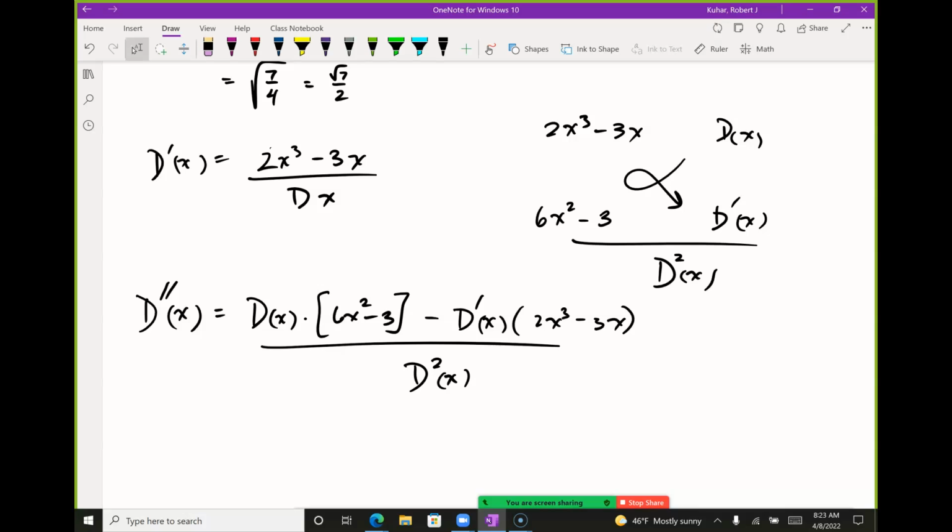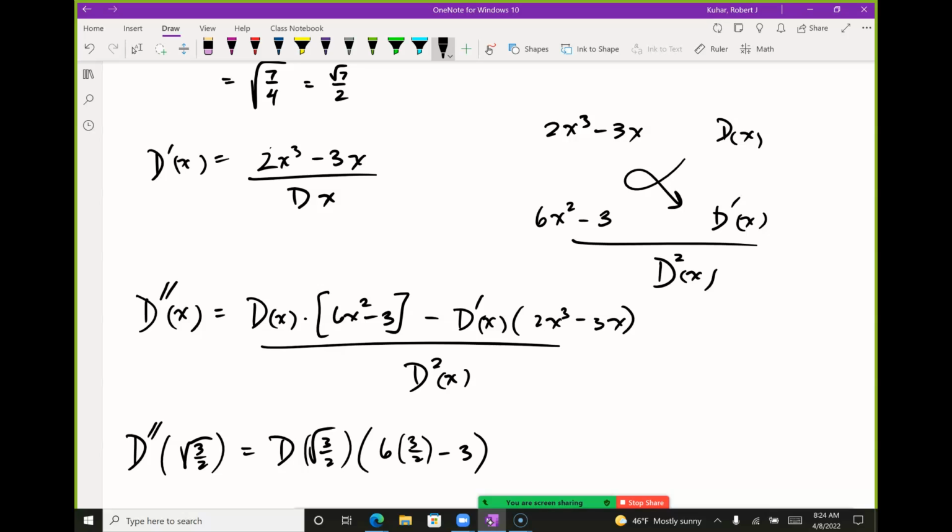But you're going to notice something when I plug in square root of 3/2, right? Because that's what I have to do. D double prime of the square root of 3/2 is D of the square root of 3/2, okay, I know that already, times 6 times 3/2 minus 3, minus D prime of square root of 3/2. And I know that already, right? In fact, what is D prime of square root of 3/2? What is this piece here?